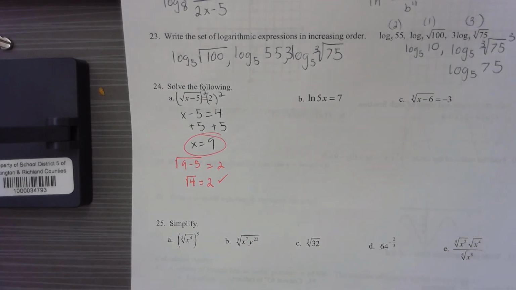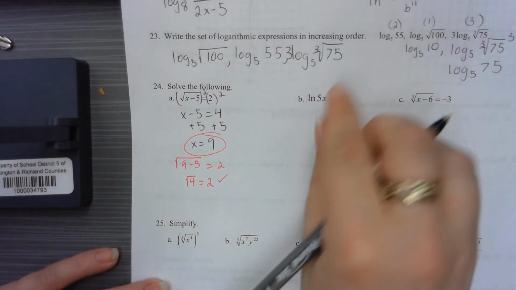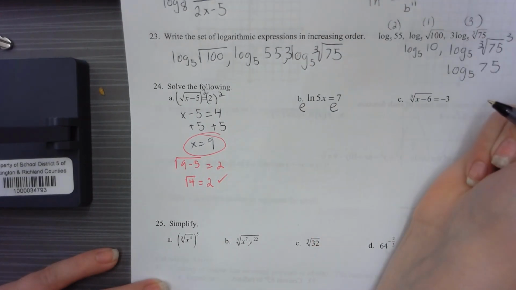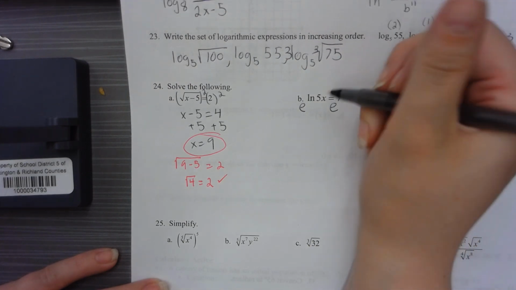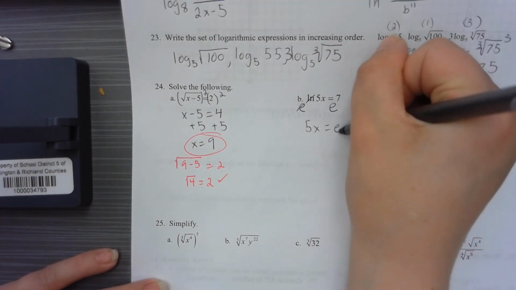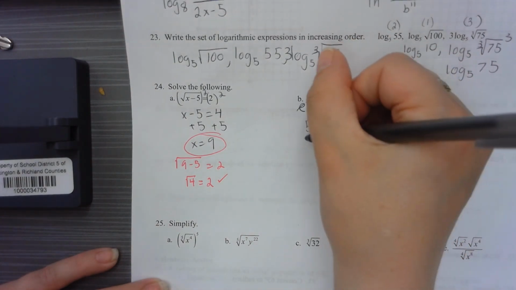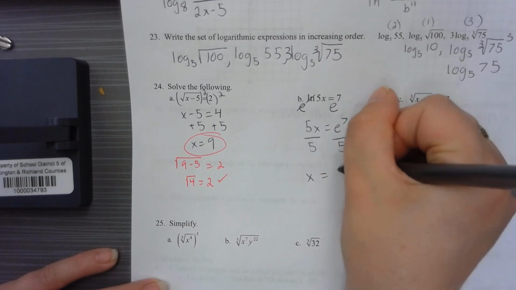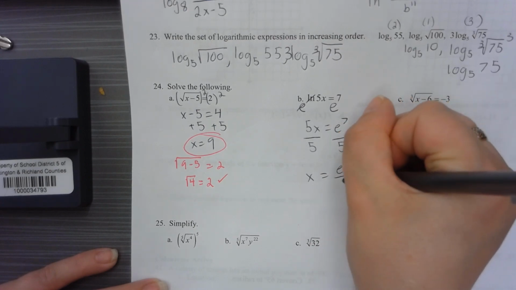For the next one, we would need to exponentiate first. Because this natural log is log base e, we want to make both sides an exponent with a base of e. So then this e and this natural log cancel, and we get 5x, and on the other side we get e to the 7th. To solve that, we would divide by 5, and so x would equal e to the 7th over 5.